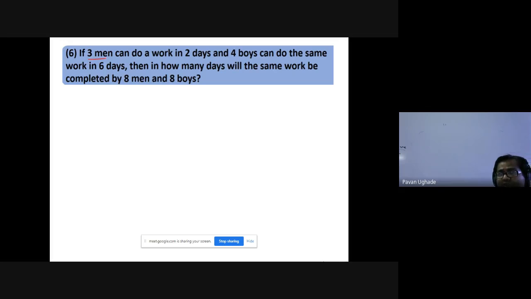If three men can do a work in 2 days, and four boys can do the same work in 6 days. Now the question is, then how many days will the same work be completed by 8 men plus 8 boys? चलिए, बता सकते हो आप लोग?